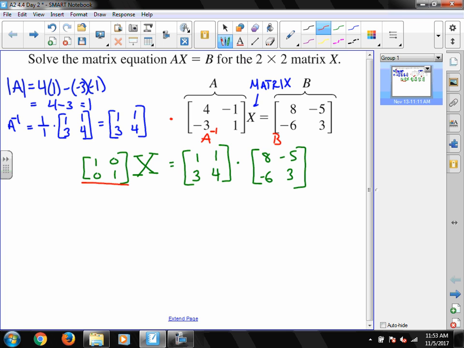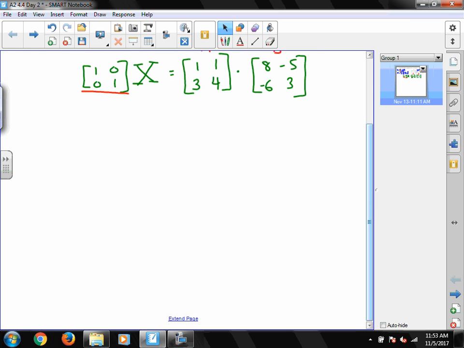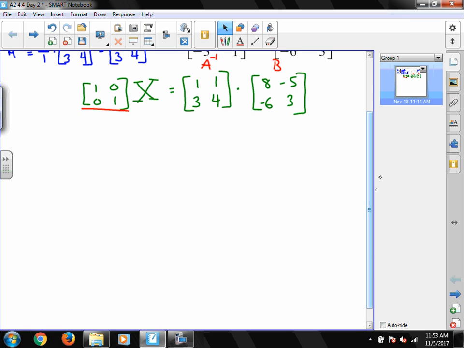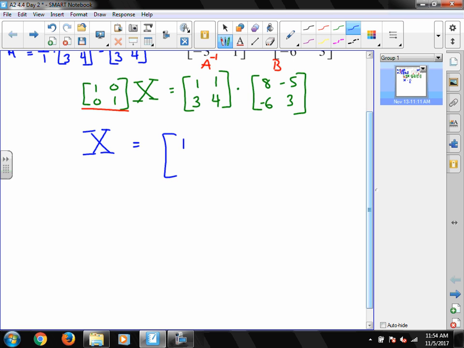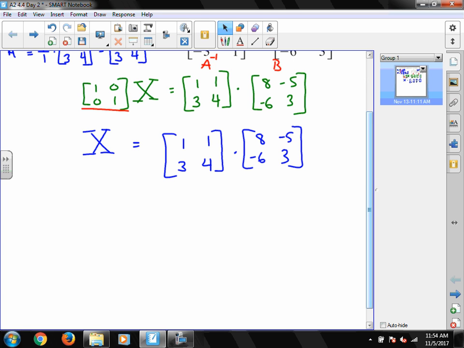Then one more thing. You remember what I said about this identity here? Anything times the identity is going to be itself. So X multiplied by that identity is the same thing as multiplying it by 1. So I'm going to get 1, 1, 3, and 4 times 8, negative 5, negative 6, 3, and hopefully you remember how to multiply matrices because we've got to do it again.